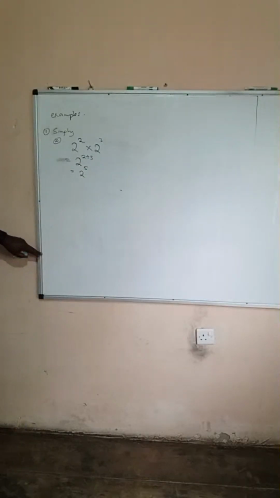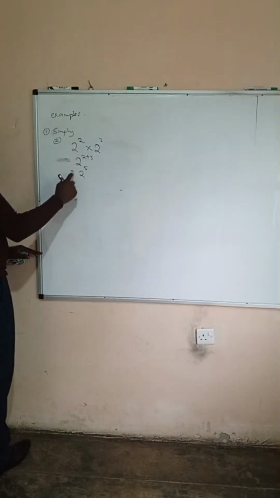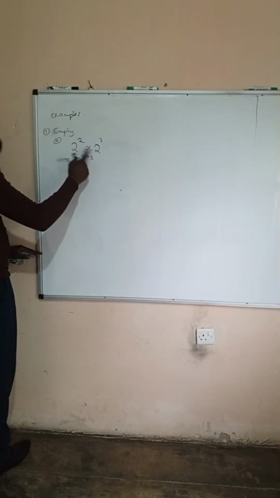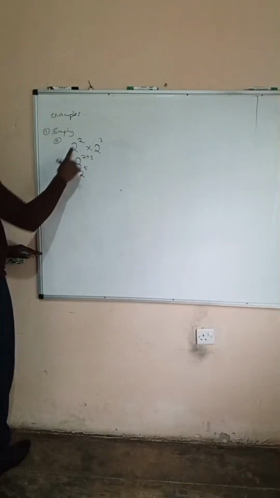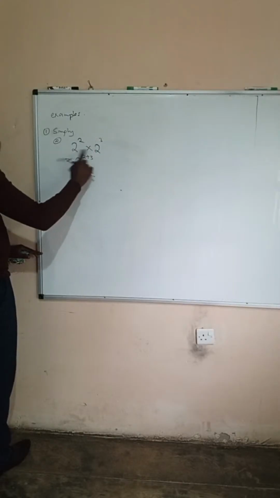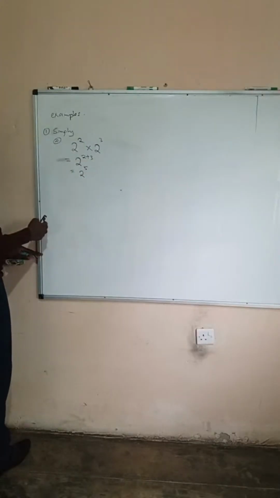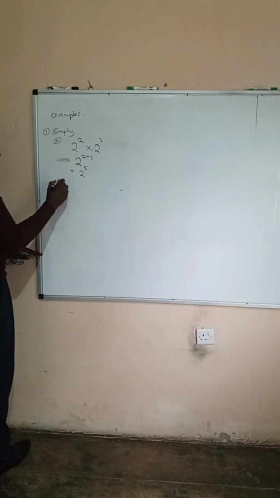Are you seeing what I'm saying? The first rule, the product rule, says when you are multiplying powers having the same base, maintain the base, add the 2 powers. Okay? So that is the first example.